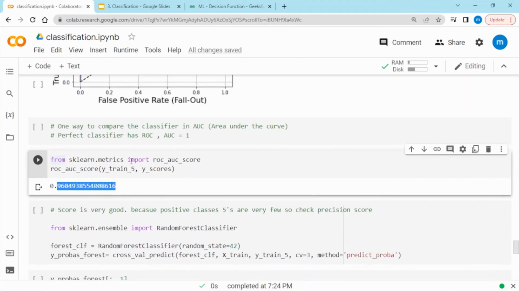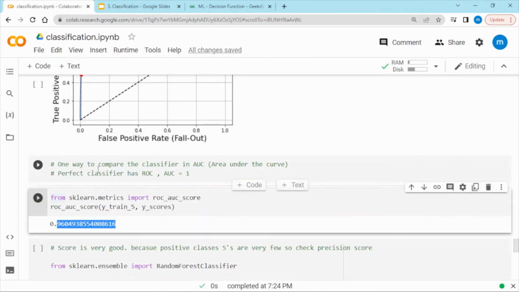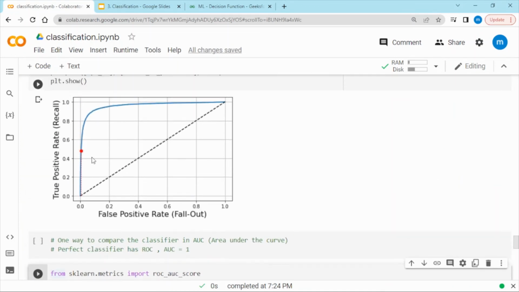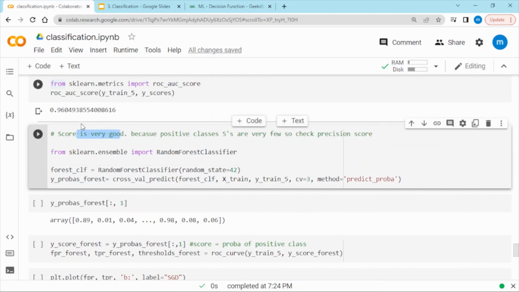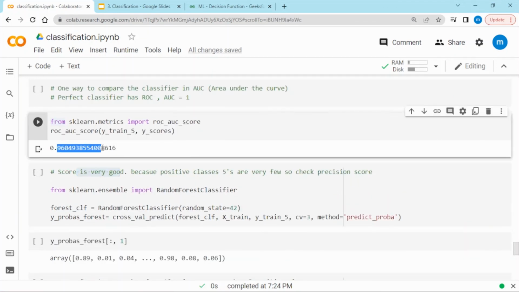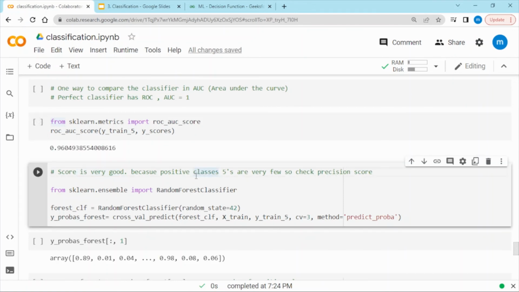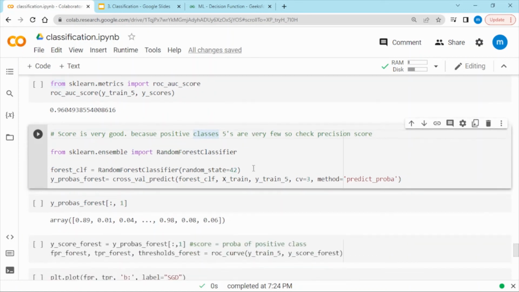0.96. So we can see that one way to compare classifiers is the area under the curve. Now this is the ROC, but the area which is under the curve is also called AUC, right? Now the score is very good, right? We can see that using the SGD my ROC score is coming as 96. But as I said, always use the precision because the number of class 5 is very less in my data. So it is always good to check the precision score for this.